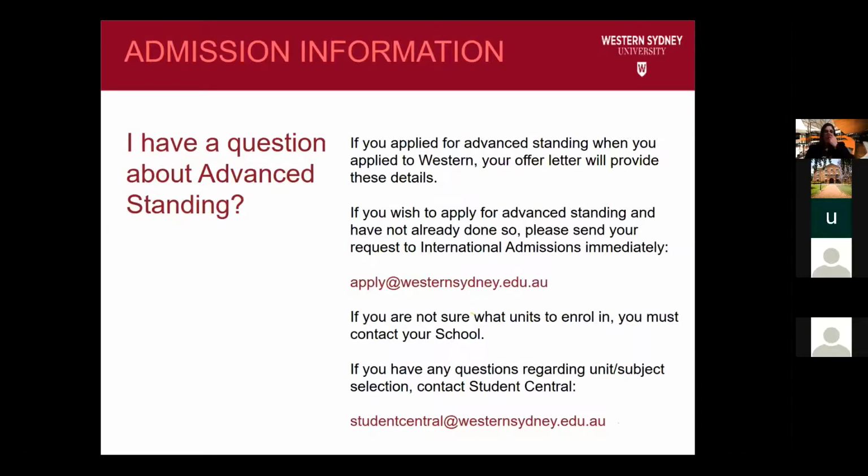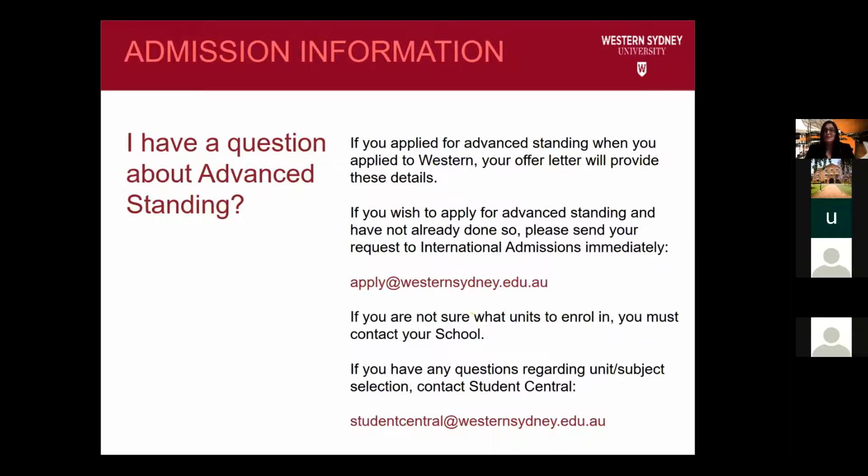Now, we also have questions about advanced standing. If you have applied for advanced standing when you applied to Western, your offer letter will state all these details. If you wish to apply for advanced standing and have not already done so, please send your request to International Admissions immediately. So that's at apply@westernsydney.edu.au.